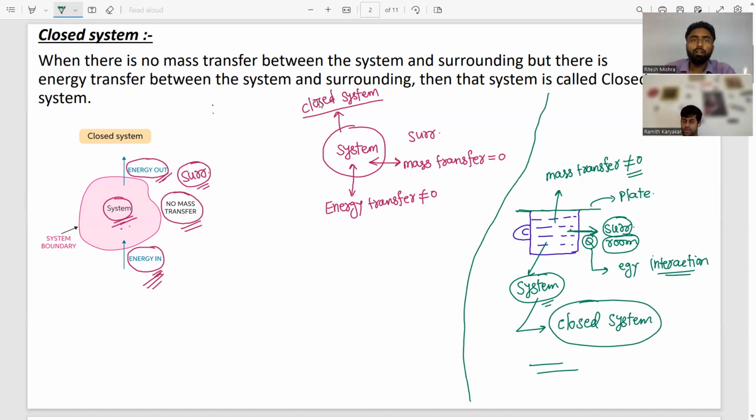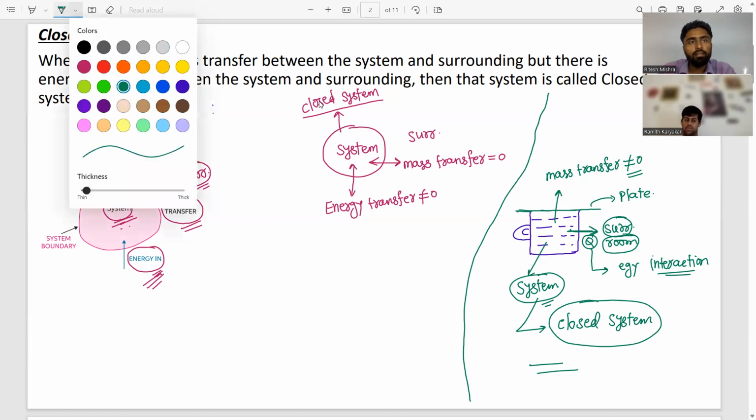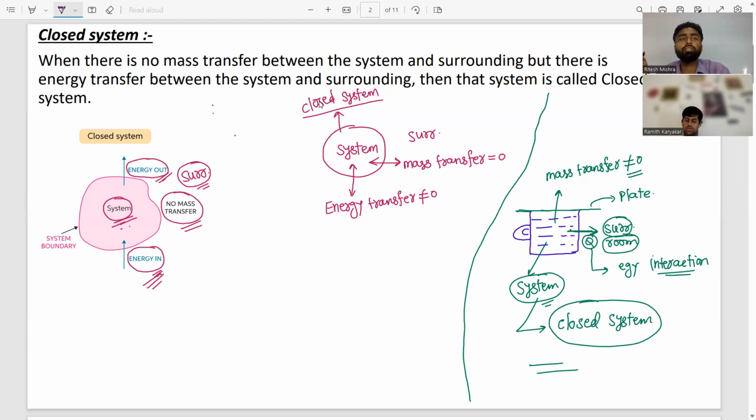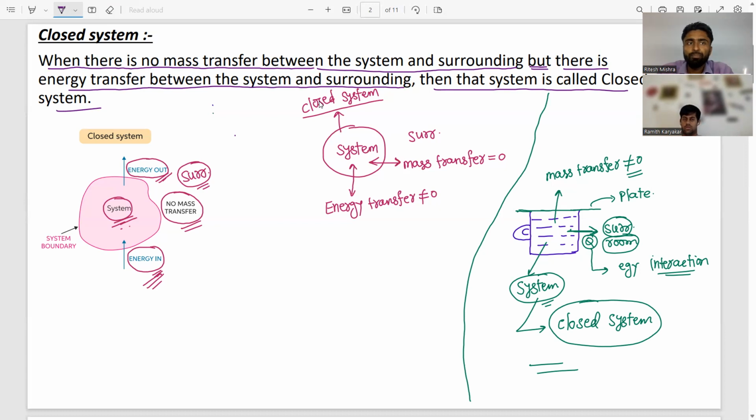Now let's see the definition of closed system. When there is no mass transfer between the system and surroundings, but there is energy transfer between the system and surroundings, then that type of system is called closed system. Okay. Now let's move to the next example.